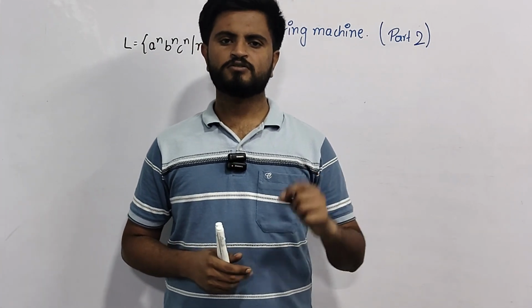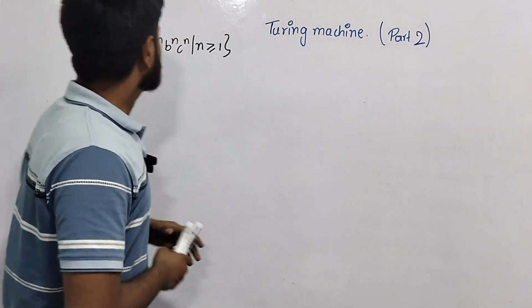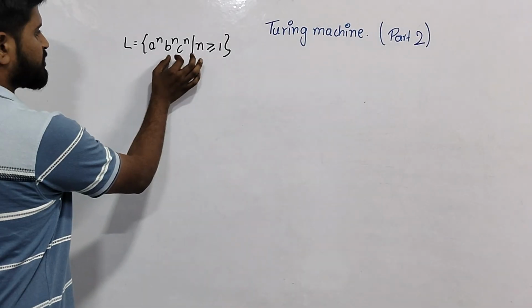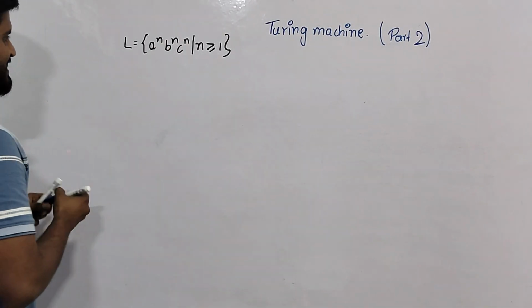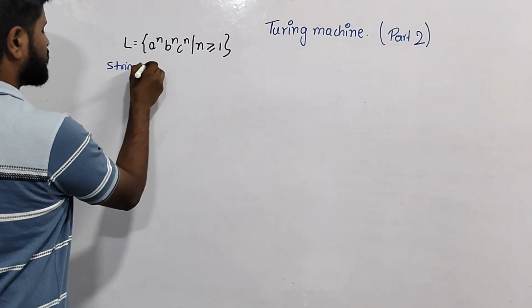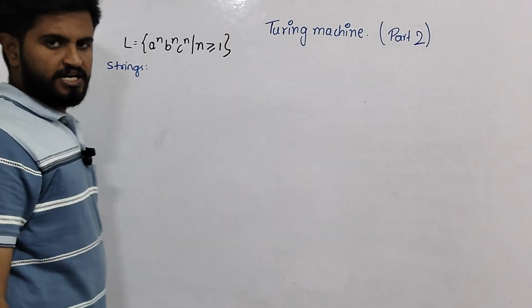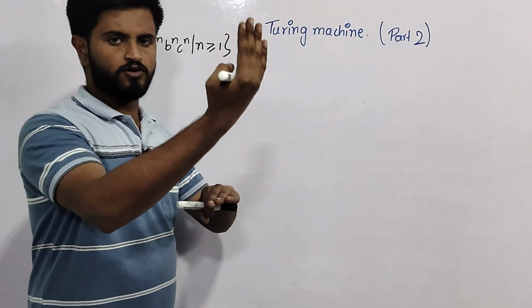So in this video, let's discuss the second problem related to the Turing machines. That is a power n, b power n, c power n. For the given language, if we want to design the string, that is the possible string. So the n value must be greater than or equal to 1. It may be 1, 2, 3, anything greater than or equal to 1.